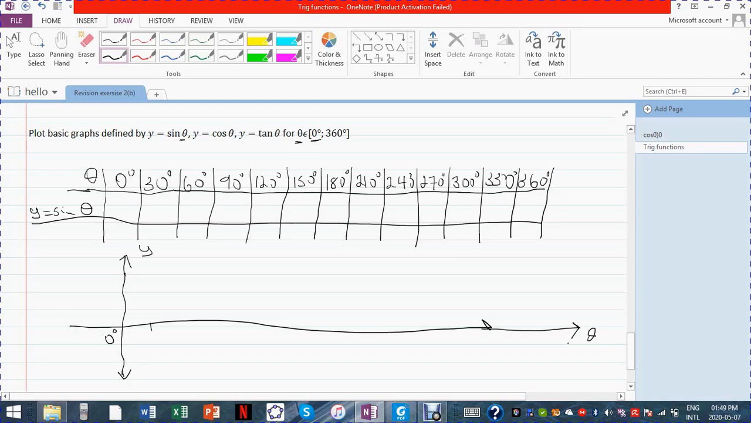So we know here you're going to start from 0, which is here, and then from 0 we have 30 degrees, 30 we have 60 degrees, 60 we have 90 degrees, 90 degrees we have 120, after 120 we have 150 degrees, after 150 we have 180 degrees, 210, 240, 270 degrees, 300 degrees, 330 degrees, and lastly 360 degrees.